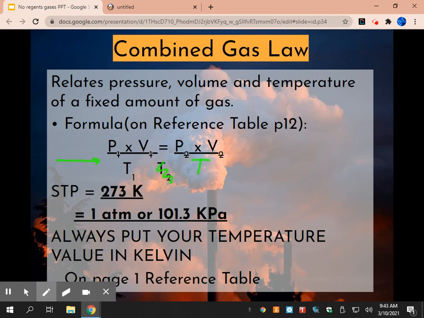This T2 really should be over here. Whenever you're working with these gas laws, you're always going to want to put your temperature into Kelvin. If you don't put your temperature into Kelvin, it is not going to work. Temperature is right on the first page of the reference table if you forget how to convert to Kelvin.